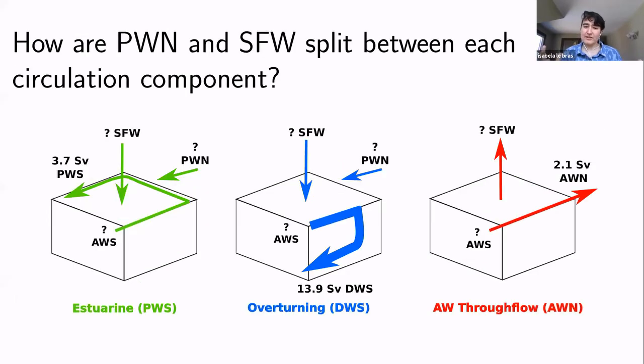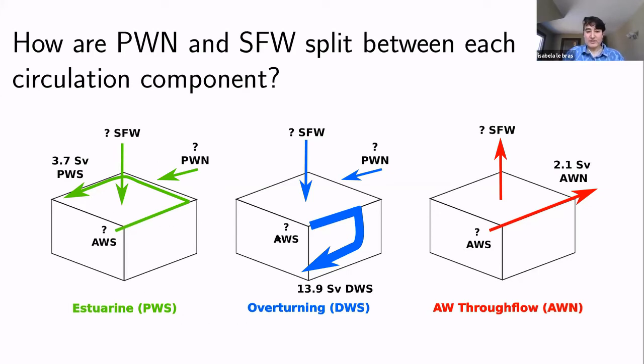Okay, so now that we have a closed budget, we can actually get at trying to answer this question of how these different freshwaters, so the polar water north that's flowing in through Fram Strait, and the surface freshwater fluxes, sea ice melt, precipitation, land ice melt, river runoff, how are those different types of freshwater split between each circulation component?